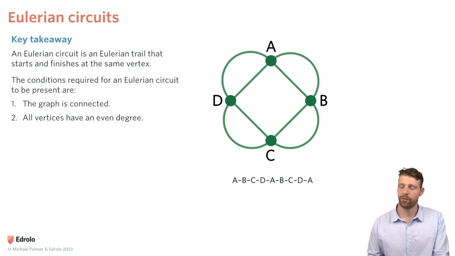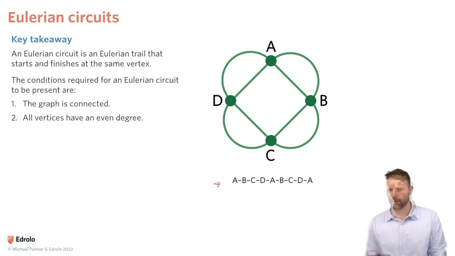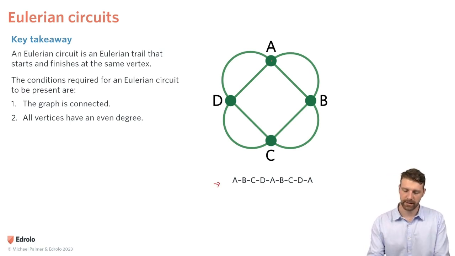So the conditions required for one to be present is that the graph is connected and all vertices have an even degree. We've got one here, and we've got the walk listed, A, B, C, D, A, B, C, D, A. But that alone isn't so clear. So I'm going to show you what I mean by that. So I'm going to start at A.